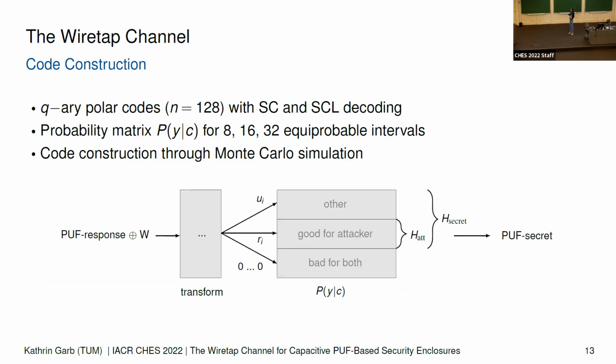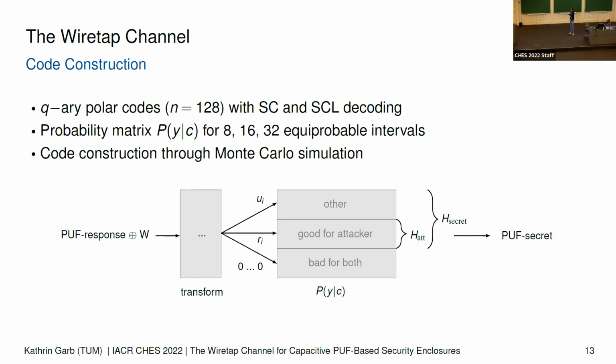And we derived a probability matrix from the system model. This is the probability matrix for all symbol transitions. So this is basically the channel law. And we did that for different numbers of intervals. And then we constructed the code through a Monte Carlo simulation. What we did here is you take the PUF response XORed with the helper data W. This is the helper data from the key generation.